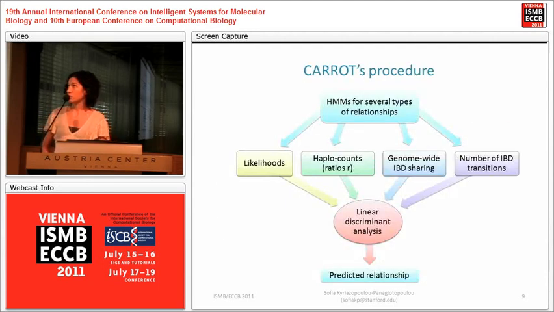Having defined the haplocounts, I can now move back to this diagram I showed before and describe the full CAROT procedure. As I said, we start with HMMs for several relationships from which we obtain the likelihoods of these relationships. From the HMMs, we also obtain a set of posterior probabilities of IBD along the genome, from which we can compute these additional features. Then all these features are input into a multi-class linear classifier, whose output is then the predicted relationship between the two individuals.